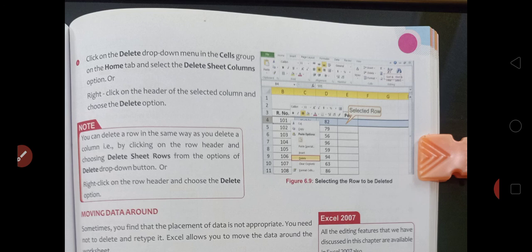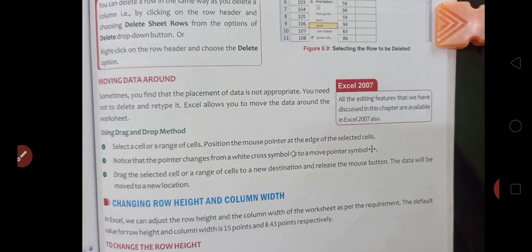You can delete a row in the same way as you delete a column by clicking on the row header and choosing the delete sheet row from the options of the delete drop down button, or right click on the row header and choose the delete option. So children, cells can be deleted, columns can be deleted, and rows can be deleted.